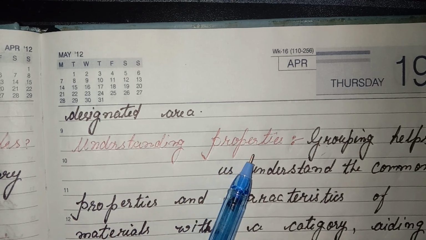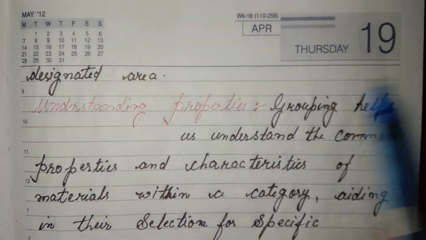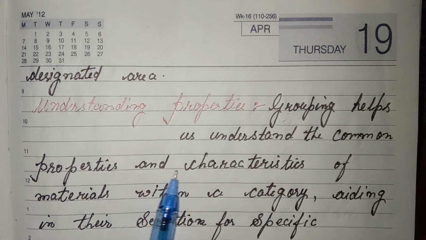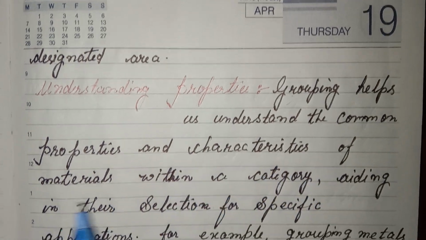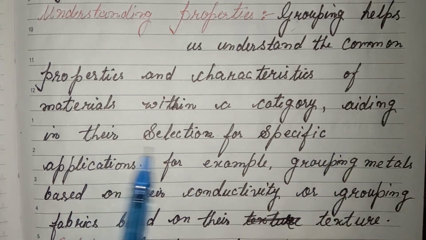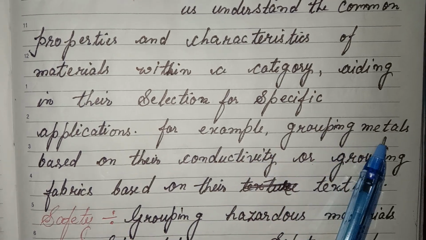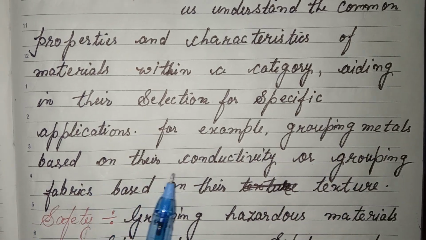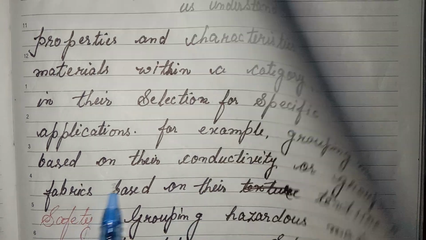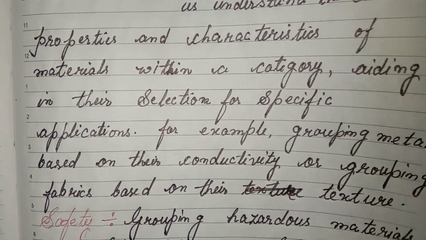Understanding properties. Grouping helps us understand the common properties and characteristics of materials within a category, aiding in their selection for specific applications. For example, grouping metals based on their conductivity, or grouping fabrics based on their texture.